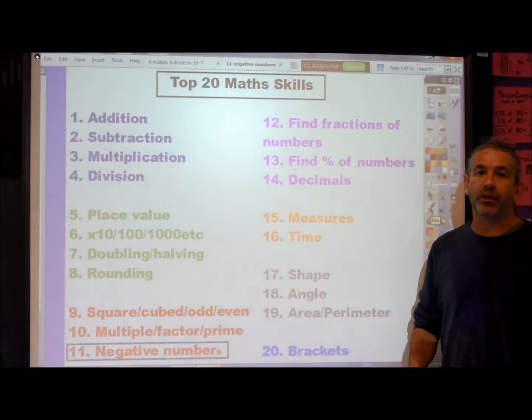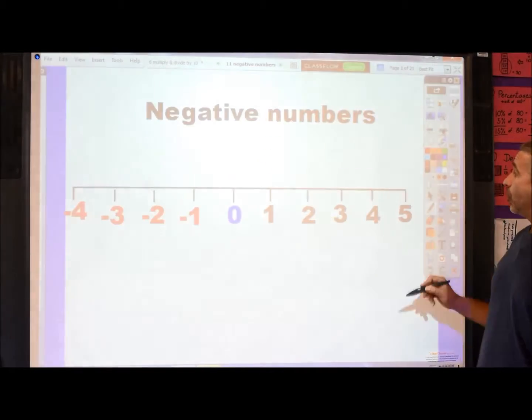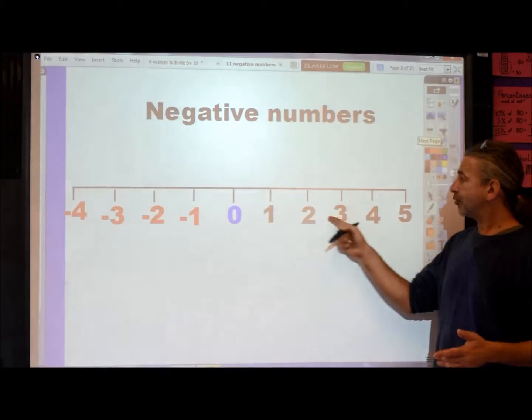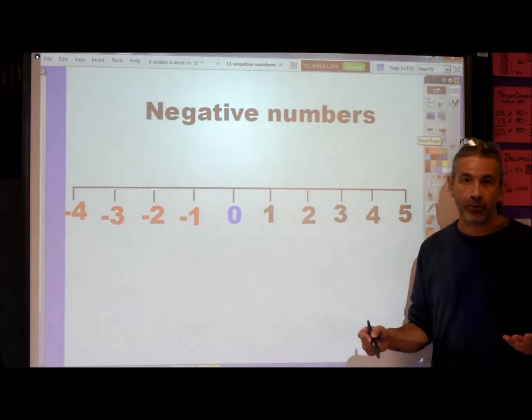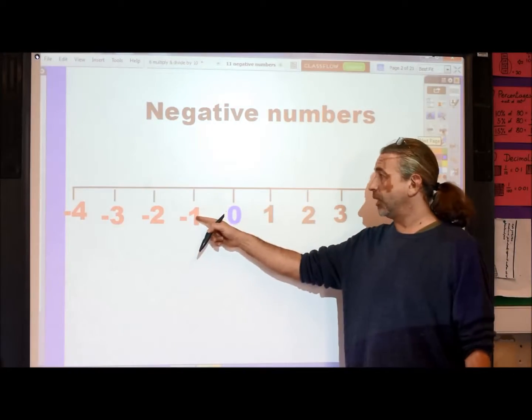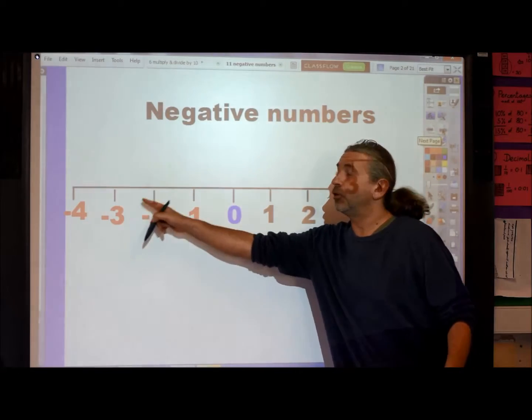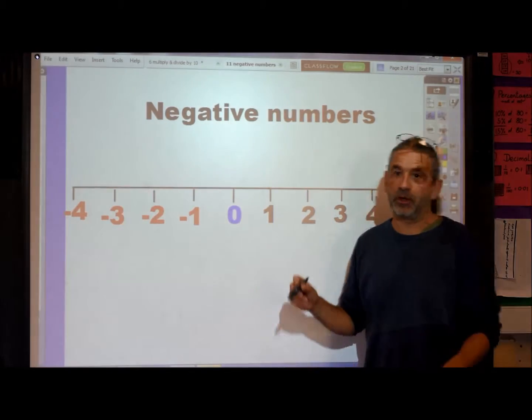20 math skills, number 11, negative numbers. When you count down 5, 4, 3, 2, 1, 0, the numbers don't end there. One less is minus 1, one less is minus 2, one less is minus 3, one less is minus 4.